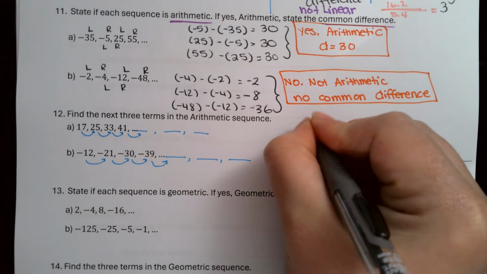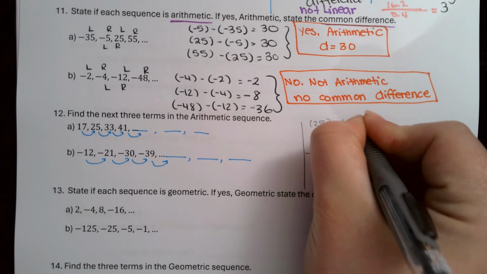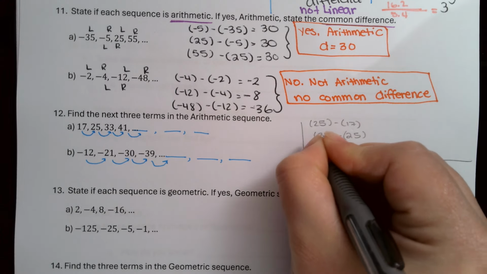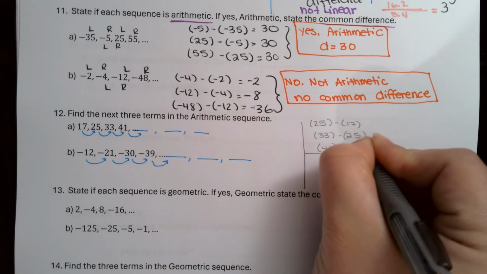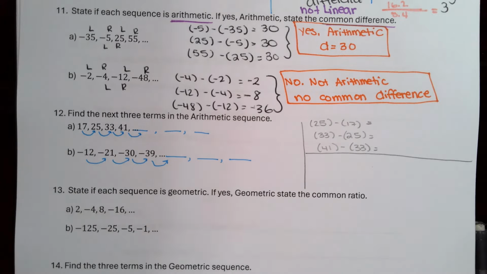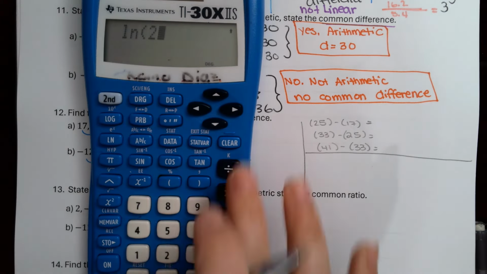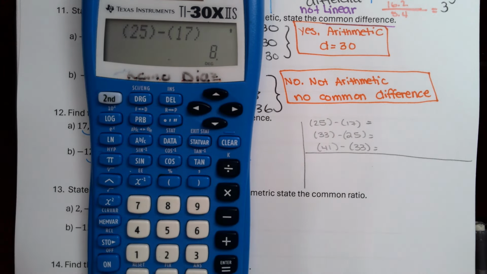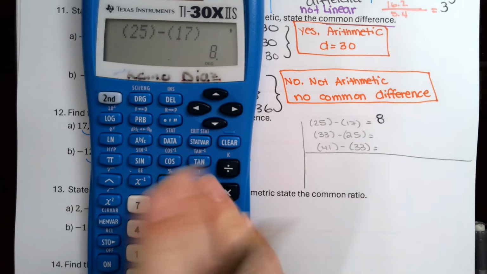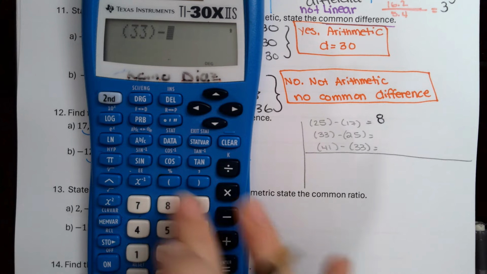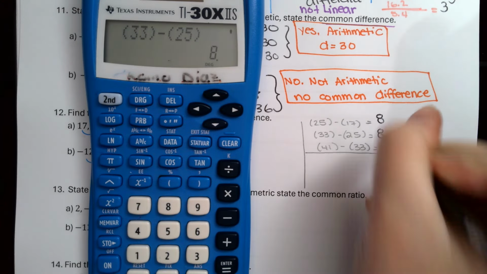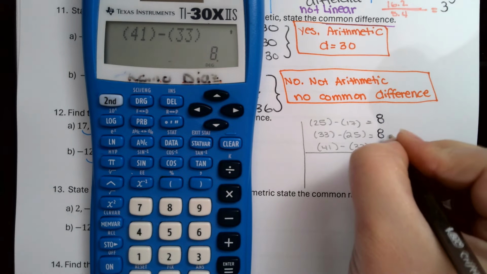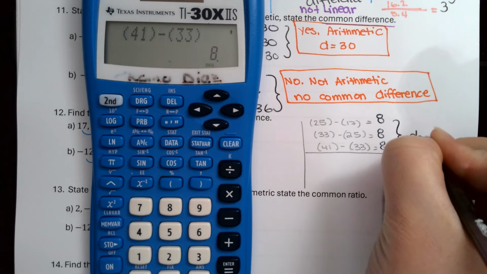Common difference would be your right minus your left, your right minus your left, and your right minus your left. We got 25 minus 17, which is 8. 33 minus 25, which is 8. 41 minus 33, which is 8. So that means our common difference is 8.